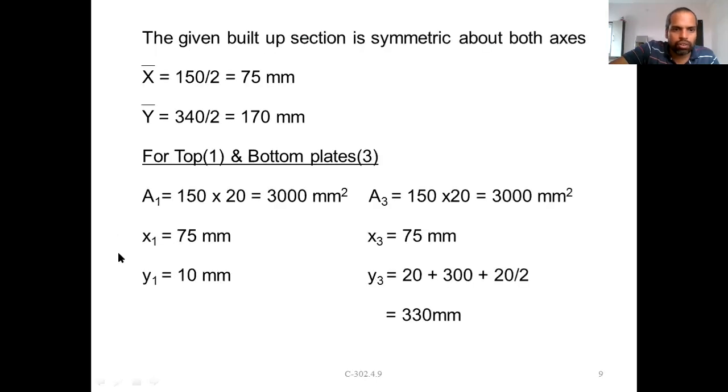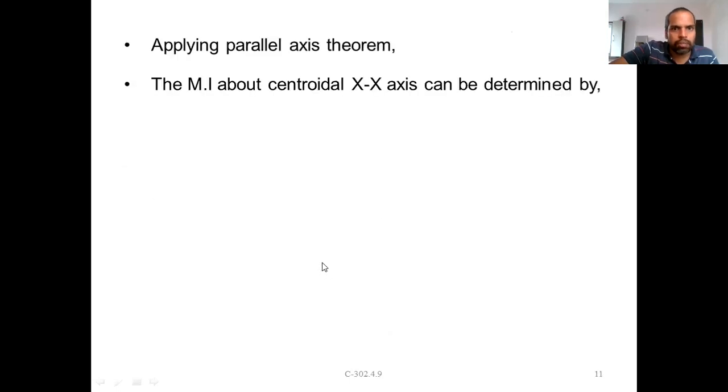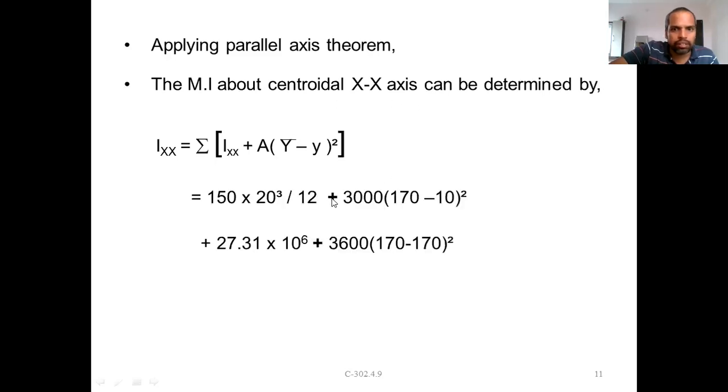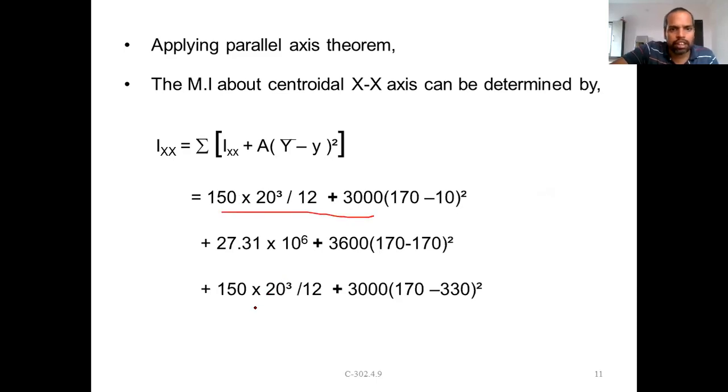See, y1 is equal to 10 mm, y2 is equal to 330. So everything is already calculated. A2 is a single I section, right? Applying the parallel axis theorem, the moment of inertia about the centroidal x axis can be determined by this. So we have applied the parallel axis theorem: this is one plate, this is another plate, and this one is for the I section.